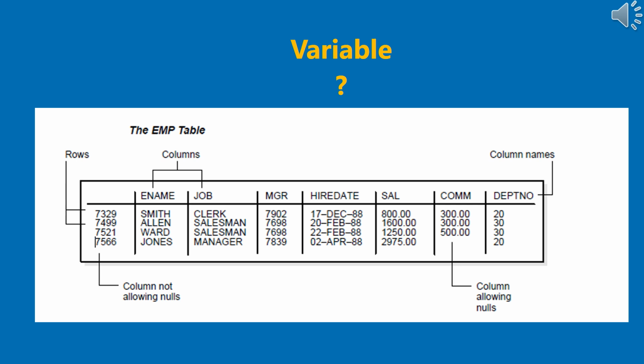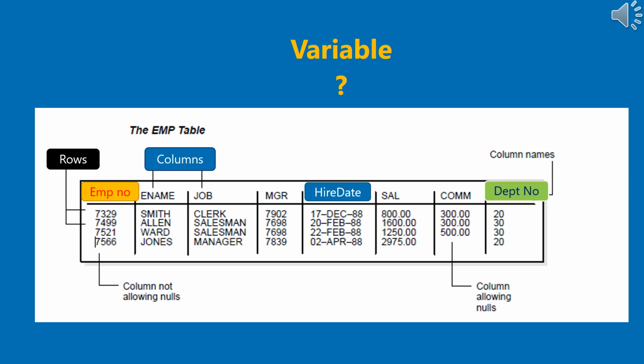Here we can explain the concept of variable. There is a sample table on the screen. You can see there are columns and rows. Column names are employee number, employee name, job, manager code, hire date, salary, commission, and department number. There are 4 rows. Each row has different information. That is, first row has the details of Smith, working as a clerk.